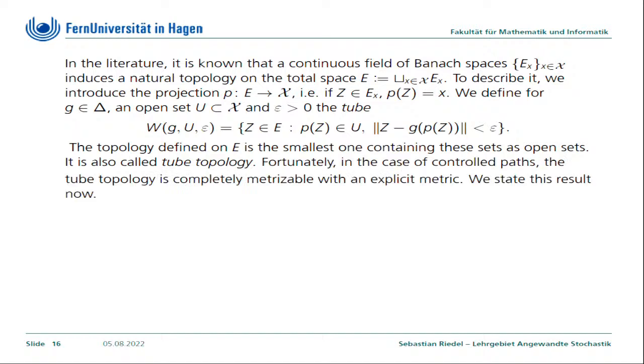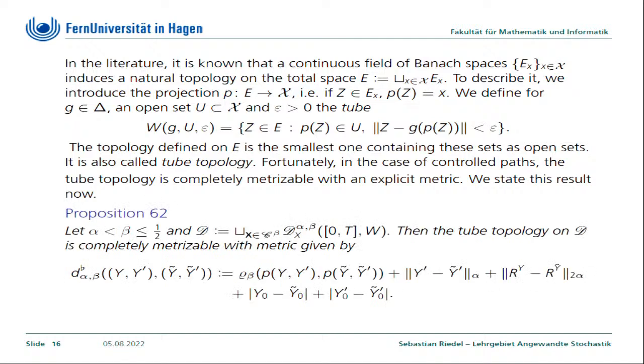The good thing is that we do not have to work with rough path. In rough path theory, we do not have to work with this topology only, but one can prove that this tube topology is completely metrizable with an explicit metric. And this metric was defined before, or almost defined before. This is the one you find in the book from Peter and Martin.